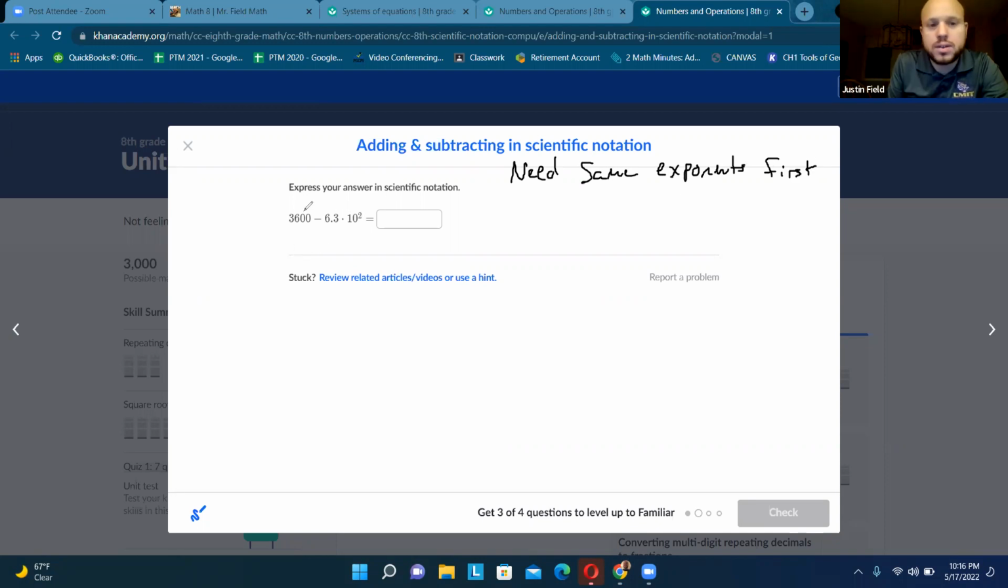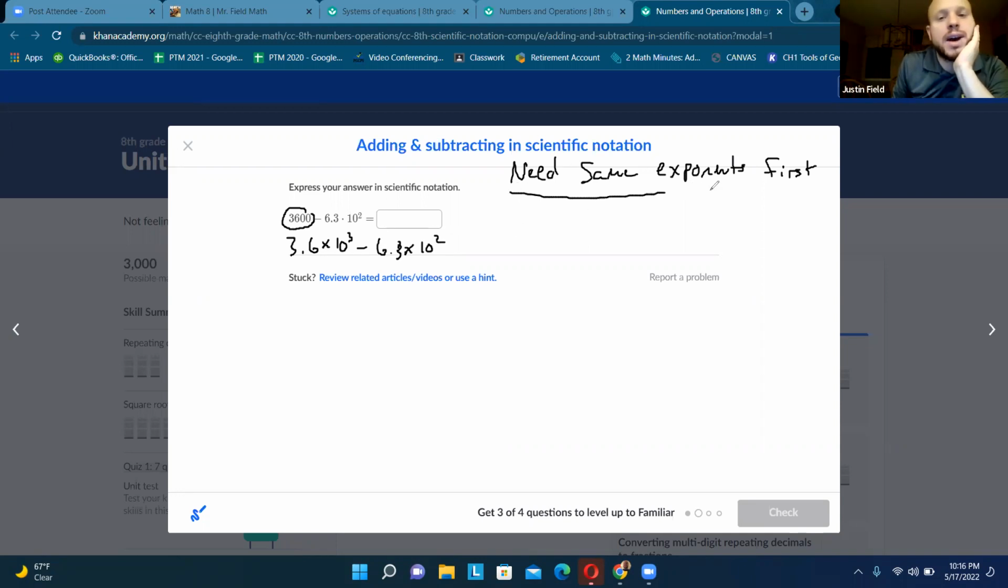Okay, so just like multiplication and division, let's get this standard form into scientific notation. So we know that would be 3.6 times 10 to the 1, 2, 3. And 6.3 times 10 to the second, right? But we need the same exponents first. So you see how that's 10 to the third and that's 10 to the second? How could we rewrite this so that it was 10 to the second instead of 10 to the third?